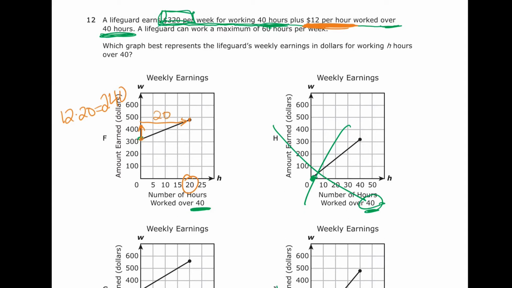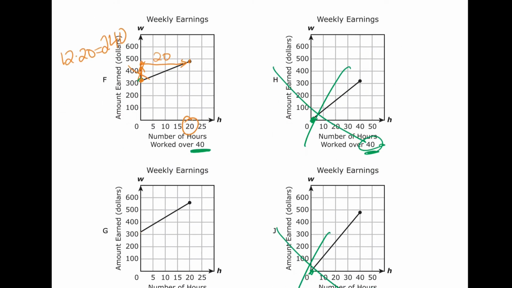Well, from this point to this point, is that going up 240? No. So F is not correct. We're looking down here at G. From this point all the way up to here, is that going up about 240? Yes. So it's up 240, about, and over 20. G would be the answer.